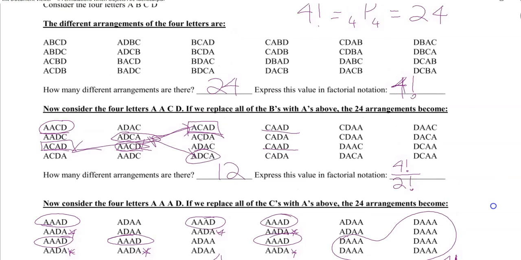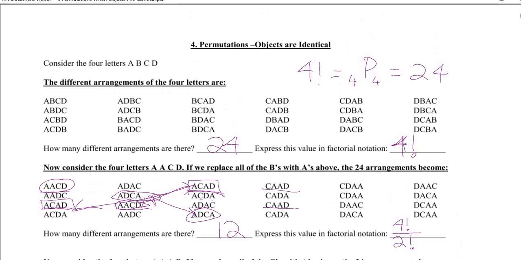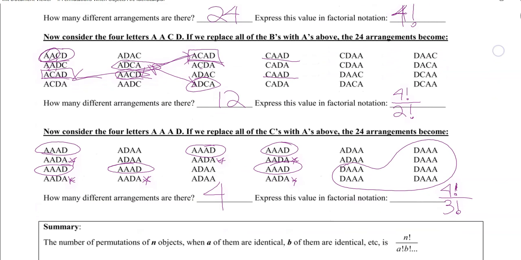So if we think about it, why are we dividing by 2 factorial up here? Well, there are now 2 A's. One of them used to be a B. So everywhere there's an AB and a BA, that's the same arrangement, and we can't tell them apart. If this was A1, A2, and this one was A2, A1, then we could tell them apart. But since we can't, we divide by 2 factorial. Or now there are 3 A's, so we divide by 3 factorial.